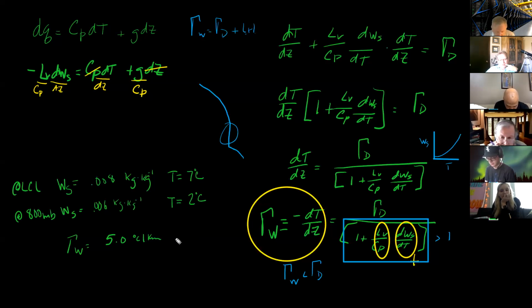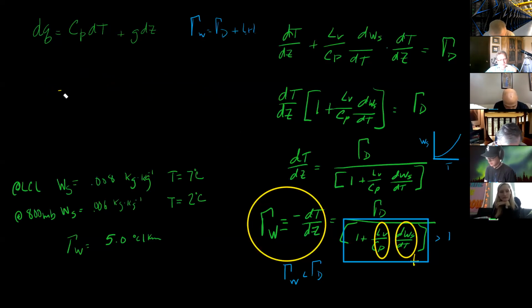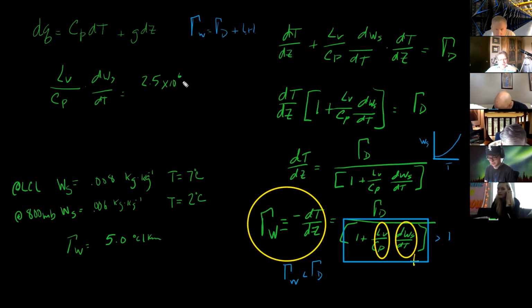Did everybody else concur with this? I'm double checking the math real quick just to see if I did that right. I got something like 4.9, so it's close. What did you use for your dWS? 0.002 over 5. I would go LV over CP times dW sub S over dT, so 2.5 times 10 to the 6 over 1,000, again I'm going to lose the units, times 0.002 divided by 5. And did you get 5? All right, there we go.